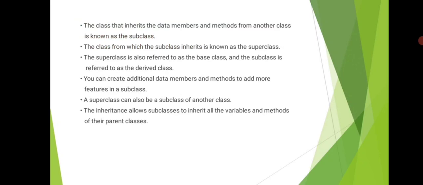Now the actual definition: the class that inherits the data members and methods from another class is known as a subclass. If a class inherits all the data members and methods of a class, we call it a subclass. The class from which the subclass inherits is known as a super class. The super class is also referred to as a base class, and the subclass is referred to as a derived class. So the super class is also called a base class or a parent class, and the subclass is referred to as a derived class or a child class.